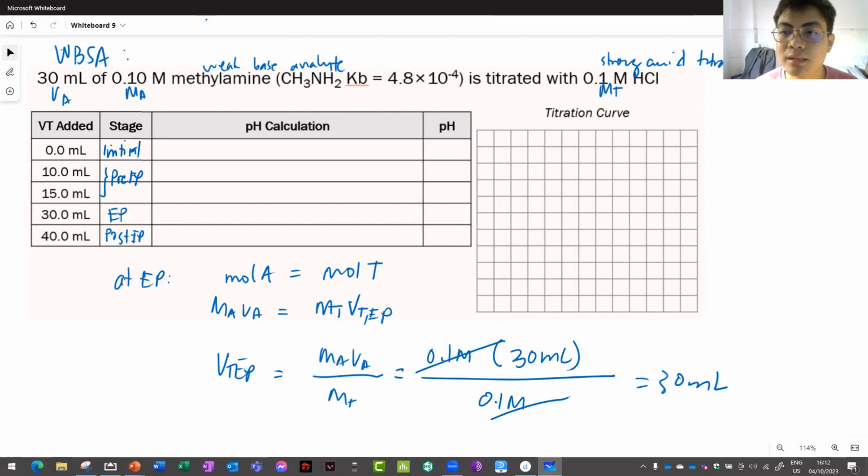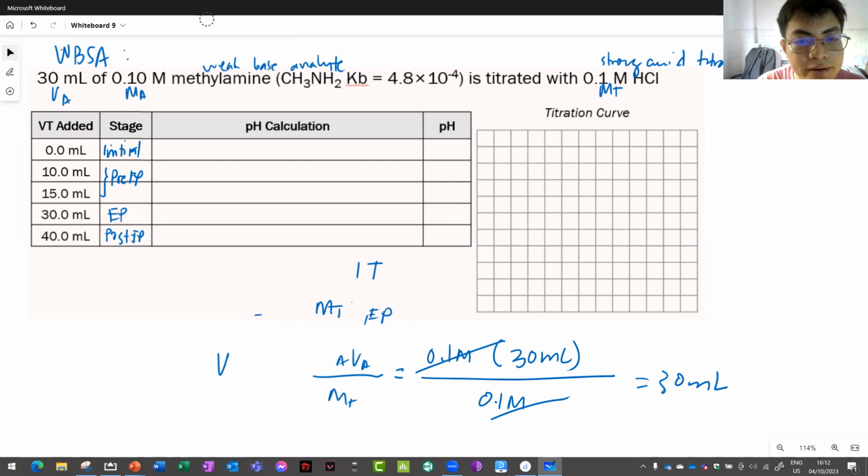So that is how important identifying the stages in the titration curve is. If you cannot identify it, you are lost. You will not be able to answer anything. So you should be able to solve first for the volume of titrant needed to reach the equivalence point, or the VTEP. Okay, so that is just the start.